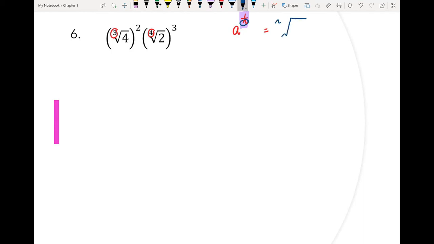The nth root of what? The nth root of what is left, that is A power 1, which is equal to the nth root of A. So this time, do you realize that this number, the third root of 4, is in this form? And then the fourth root of 2 is also in this form. So I can actually change the shape.